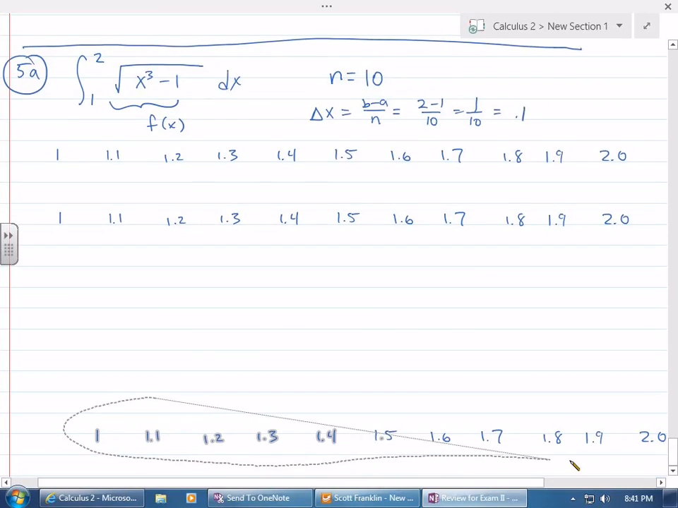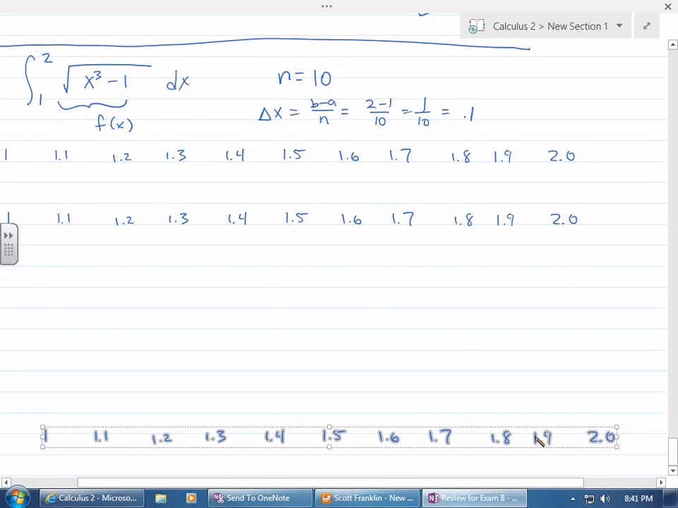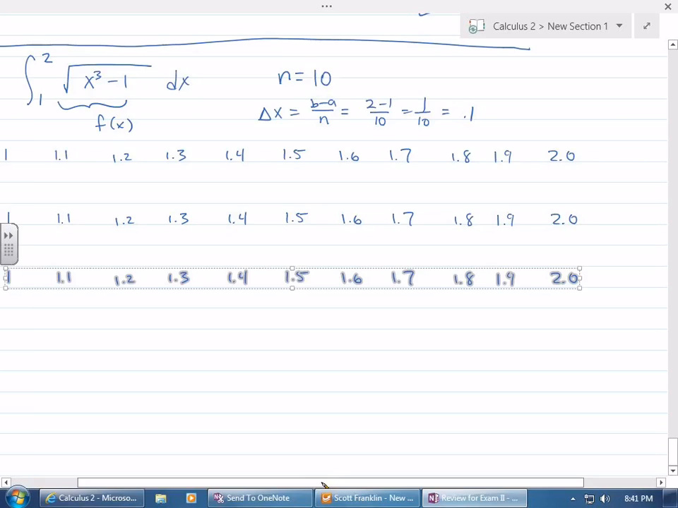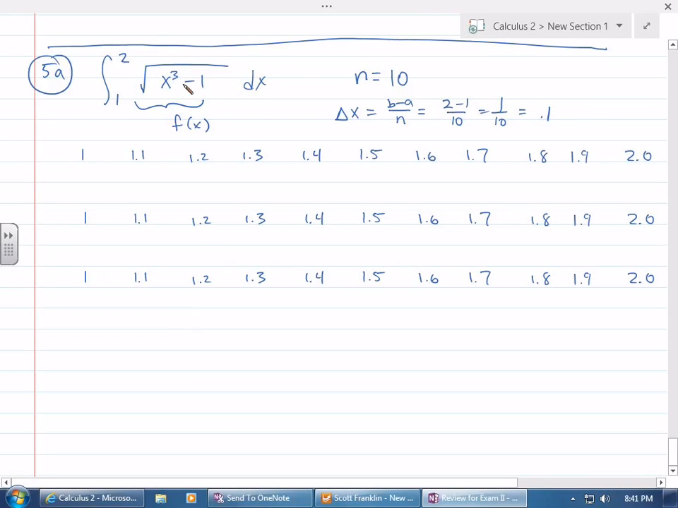I'm doing it 3 times because I'm going to do the midpoint rule, the trapezoid rule, and the Simpson's rule. I'll just show you what the formulas look like. For the midpoint rule, I've got a little bit more work to do, so I'm going to start with the trapezoid rule.